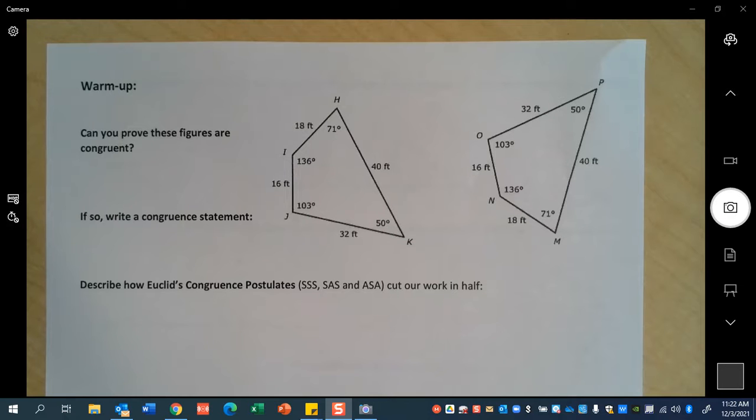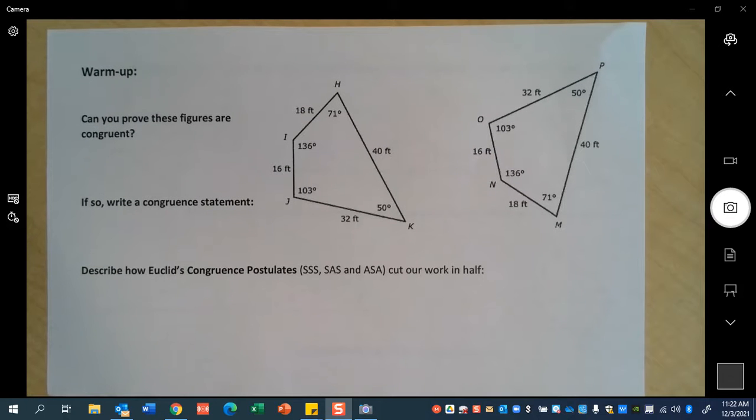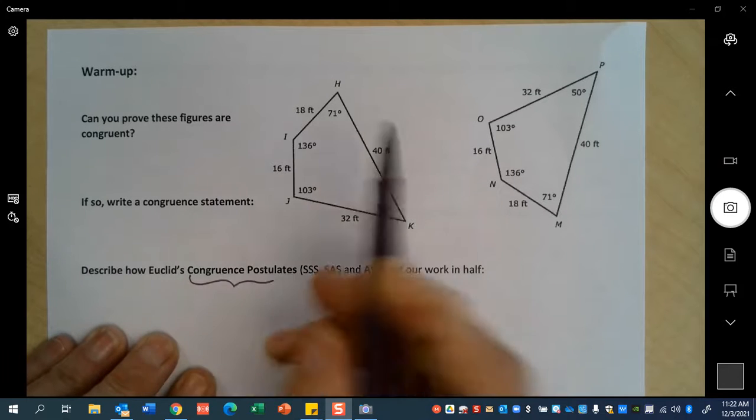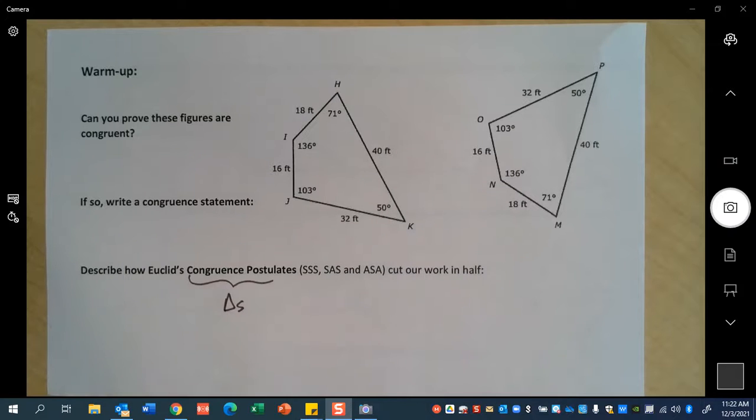So you're looking at two quadrilaterals, and the conversation is, can we prove that these two figures are congruent? And if so, I want you to write a congruent statement. And then I want you to discuss with your group how Euclid's congruent postulates, which he gave us, were actually for triangles. Up here is a conversation about a quadrilateral, a four-sided figure. Down here we talk about triangles. If you and your group figure this out, pop over to the back, but I want you to start here on your marker set. Go.